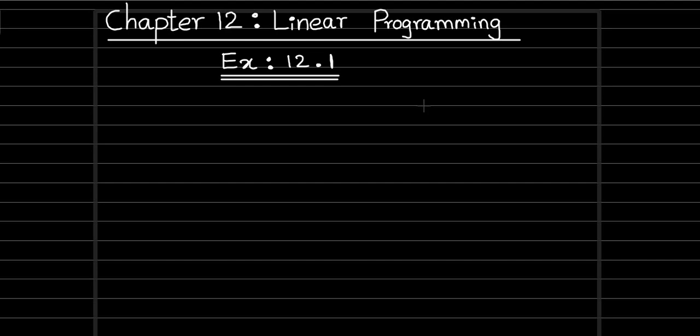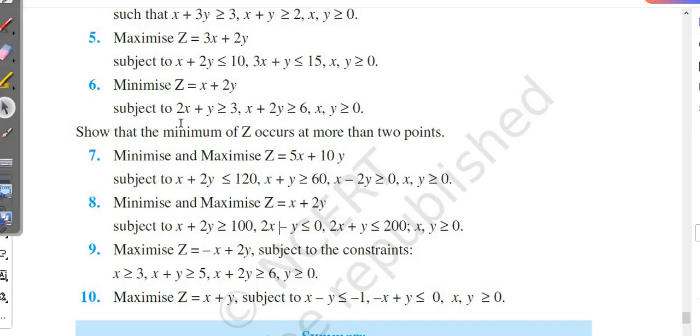In this video, we are going to see CBSE Maths Grade 12 Chapter 12 Linear Programming, Exercise 12.1, Question 8. Here the question is to solve the given linear programming problem graphically, and we need to show that the minimum of z occurs at more than 2 points. Let's solve it and see.